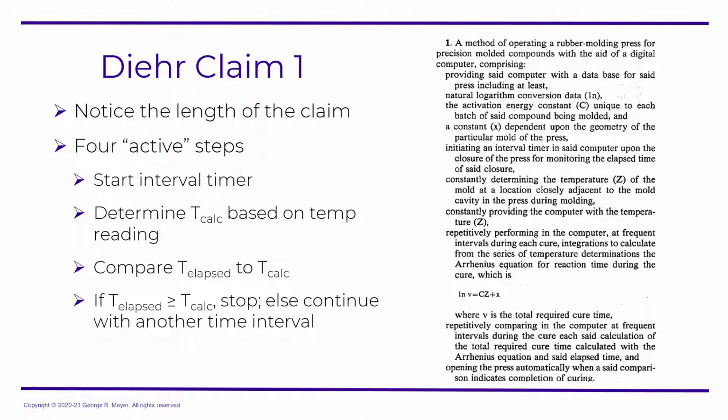So what's going to happen? You can see about 40% of the way down, we start an interval timer. We then determine a calculated time based on a temperature reading. You compare the elapsed time to the calculated time, and if the elapsed time is at least the calculated time, stop. Otherwise, continue with another time interval. Now, the claim doesn't literally say what I have in these 4 steps, but I put it in this format so it becomes easier to understand. And keep in mind, determining the calculated time uses the Arrhenius equation.